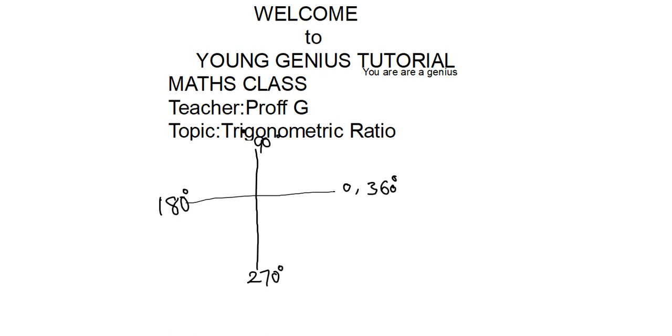Let me just draw it for you so you get it. From 0 to 90, all angles are positive. Then from 90 to 180, all angles are negative except sine. So sine is the only one positive in this part. Then from 180 to 270, only tan is positive. And from 270 down to 360, only cos is positive.